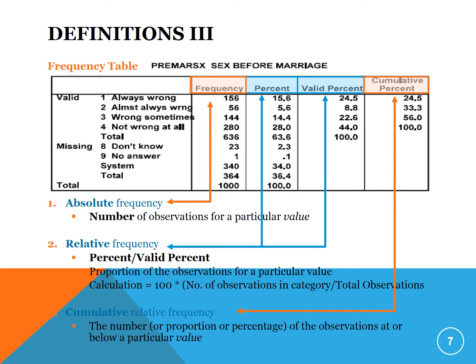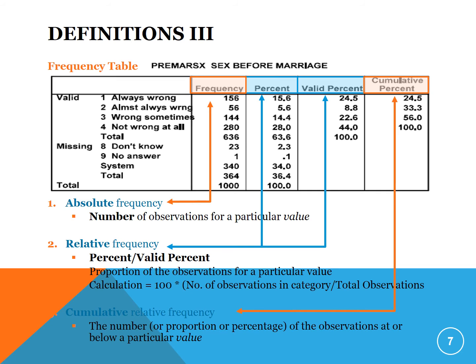And if we look to the right of that system error, we can see the frequency is 340. 340 out of the 1,000 people that responded to the survey, 340 of those responses are lost, just missing, system error. Okay? So let's take it line by line. Where it says always wrong, we see that 156 people responded to that question about premarital sex. They responded, oh, it's always wrong.